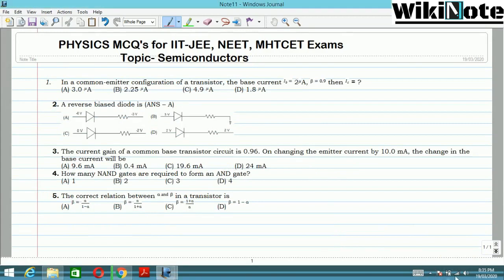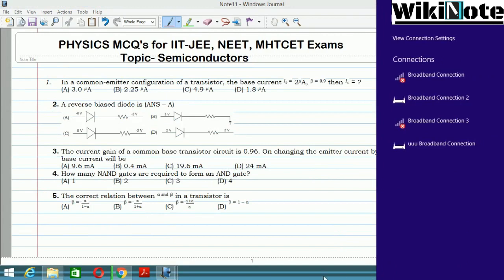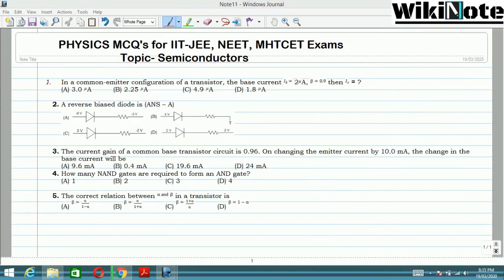So these are the last 5 questions which I am covering right now. It will complete our 50 questions on the topic semiconductor. So last 5 questions. In common emitter configuration of a transistor, the base current IB is 2 microampere, beta is 0.9, then IC is, so simple, beta is equal to IC divided by IB, and they have asked you to calculate IC, which is beta times IB. So that is the common emitter amplification. So 2 into 0.9, so that's going to be 1.8 microampere. That should be your solution.